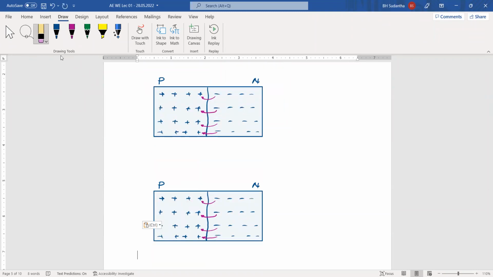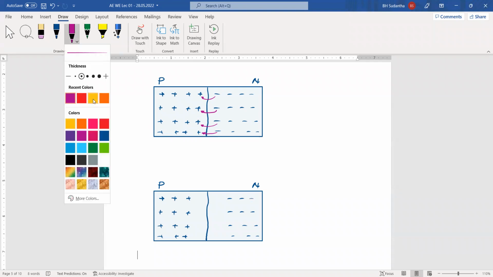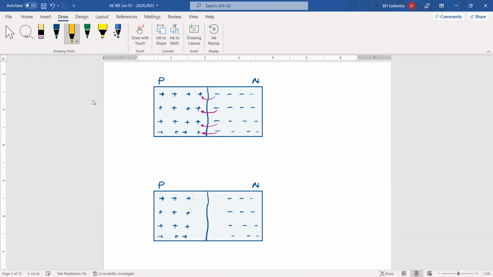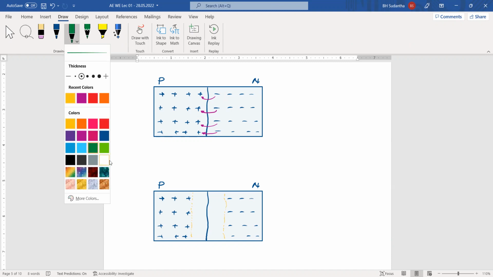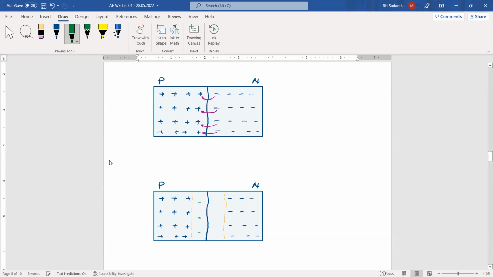Then after that, here we don't have these charges anymore. Some kind of region has been created, and within this region, majority carriers are not there. But you know that still minority carriers are. And what are the minority carriers of this region? Electrons. Some electrons may be there, the holes may be there.